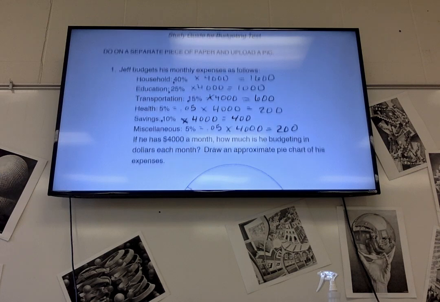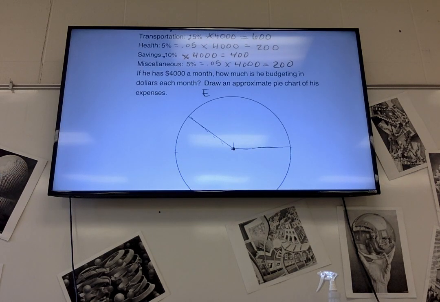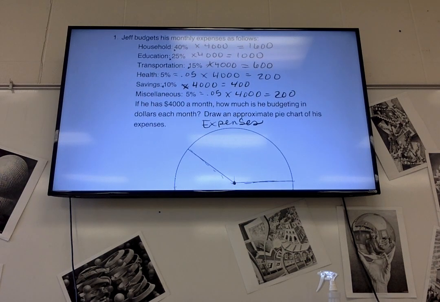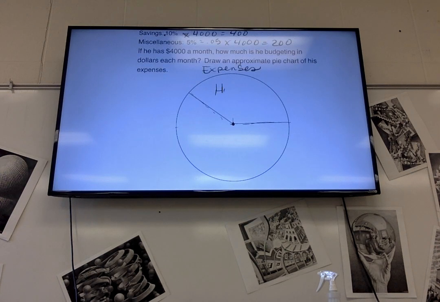I need to label this. And this is monthly expenses. Gotta have a title. Household is 40%. And it's an approximate. You can use a ruler, but it doesn't have to be measured out perfectly. It just needs to make sense.